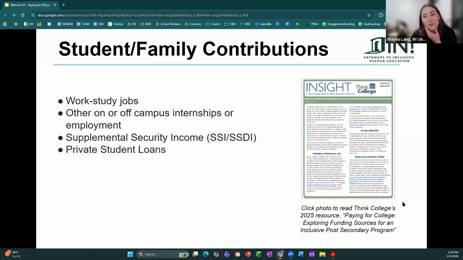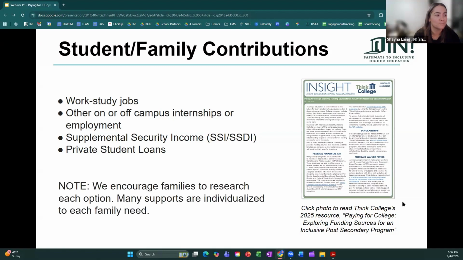There are also private student loans that you might be able to find that are not federal financial loans, but you can locate your own private loans if that's something that you're interested in. We would encourage you to connect with a benefits counselor just to determine how that might impact things. And so you can access that through DVR, Colorado Office of Employment First, things like that. We can connect you with a benefits counselor.